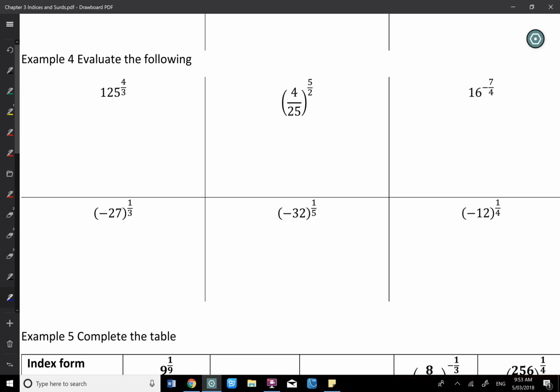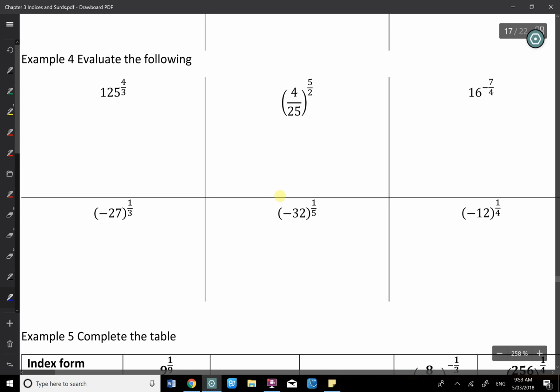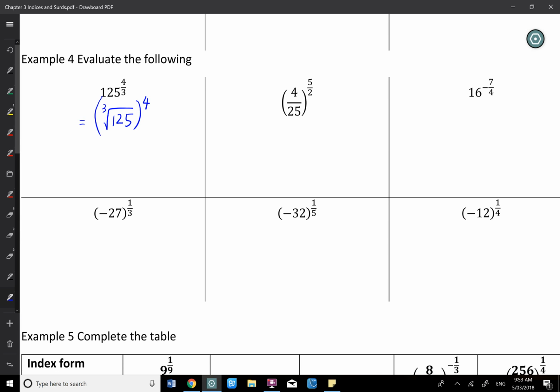This one is the one I mentioned. It's better to take the root first and then to the power 4. Think about 125. If you go to the power 4 first, what will the number become? A really extremely large number, right? So we better do the cube root of 125 and then to the power 4, because when you take the root of a number, normally we go to a smaller number.